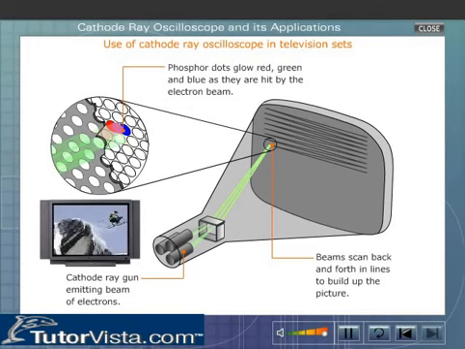When viewed from the front of the TV, the spot moves in a pattern similar to the way your eyes move when you read a single column page of text. But the scanning takes place at such a rapid rate that your eye sees a constant image over the entire screen. Thus, cathode ray oscilloscopes are adapted to act as picture tubes in television sets.